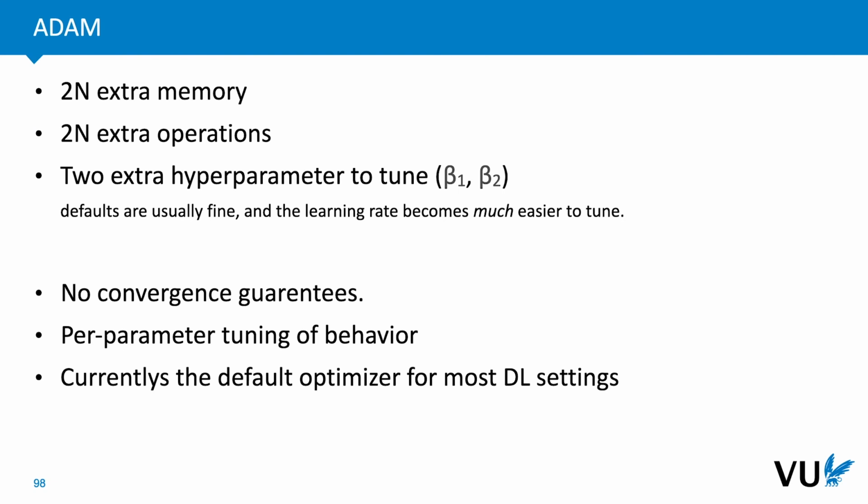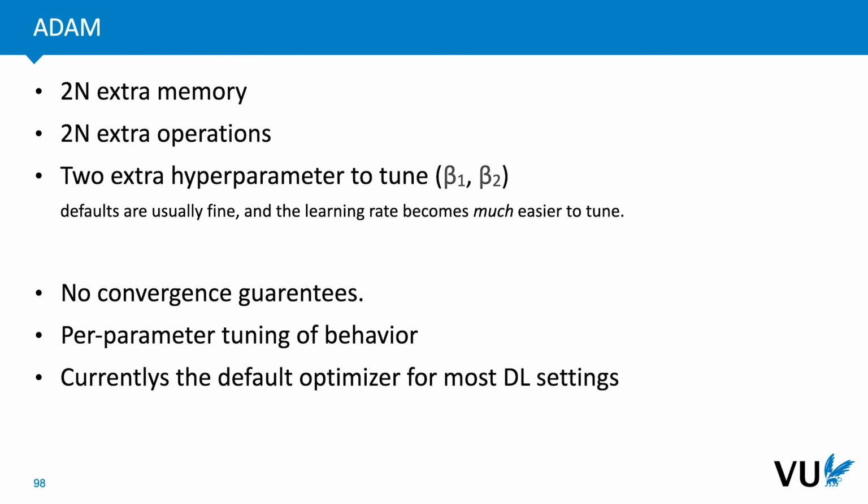So with Adam we pay 2n extra memory because we need to store an m vector and a v vector, and 2n operations because we have these 2 exponential moving average operations. We also have 2 extra hyperparameters to tune, b1 and b2, beta 1 and beta 2. But especially with Adam, the defaults are usually fine. So there are good defaults for beta 1 and beta 2 given in the paper, and practically you almost never have to change these. And as a result, the learning rate becomes much easier to tune. So even though we now have 3 hyperparameters, practically there is usually less hyperparameter tuning to do.